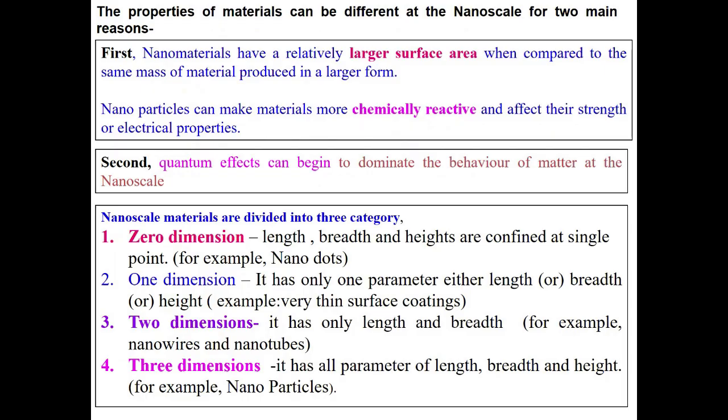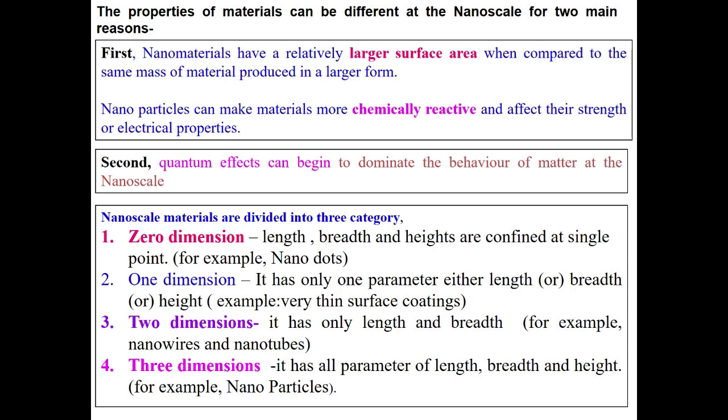And the properties of a material can be different when the material is converted into the nanoscale. The properties are different because of two main reasons. The first reason is that nanomaterials have a relatively larger surface area. As I mentioned, when material is converted into nano size, its surface to volume ratio goes on increasing. And when the surface to volume ratio goes on increasing, it has a very high affinity towards the surface as compared to the bulk scale or as compared to the micron size material, that is, in its original form.